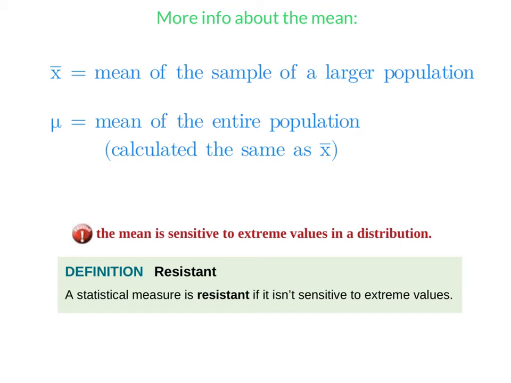Something else about the mean is that it is sensitive to extreme values in a distribution. So take that example in the last slide. We had those 2 outliers, and it changed our mean by 0.7 if we added them or didn't add them into our x-bar, or the mean of the sample. So a word that's important here is something called resistant. A statistical measure, mean included, is resistant if it isn't sensitive to extreme values. So I would say the mean is not resistant.